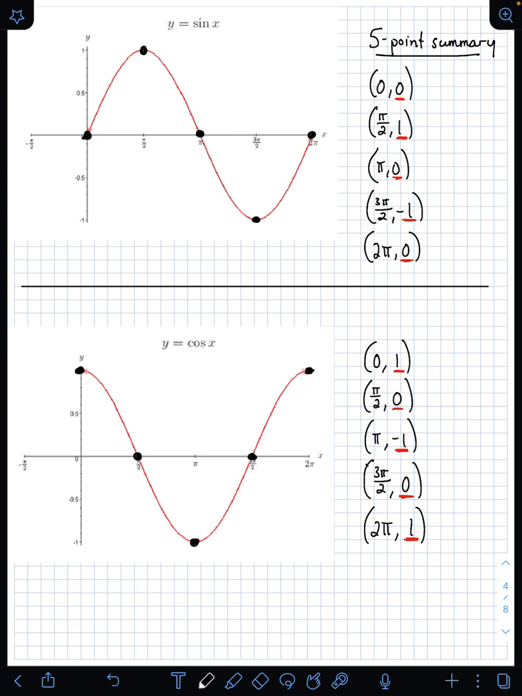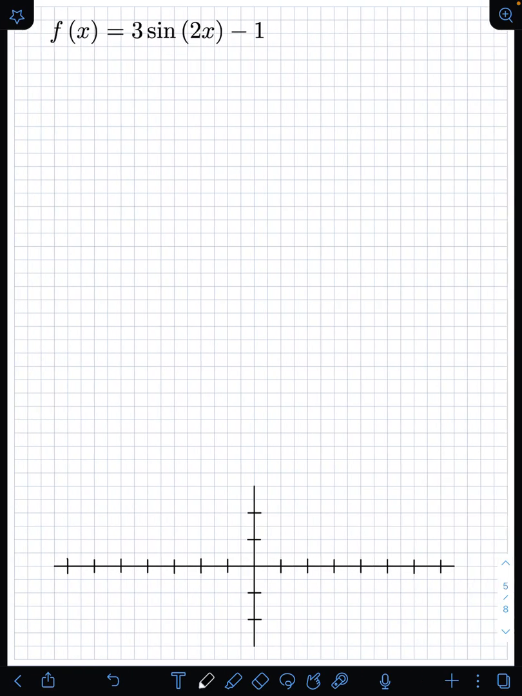So we can use those to actually do some sine and cosine functions. So let's try one. Here's an example function. F of x equals 3 sine of 2x minus 1. So we've got several operations being introduced in addition to the sine function. But at least the sine function tells us what our 5-point summary should be to start. So I'm going to start out by listing out those points here.